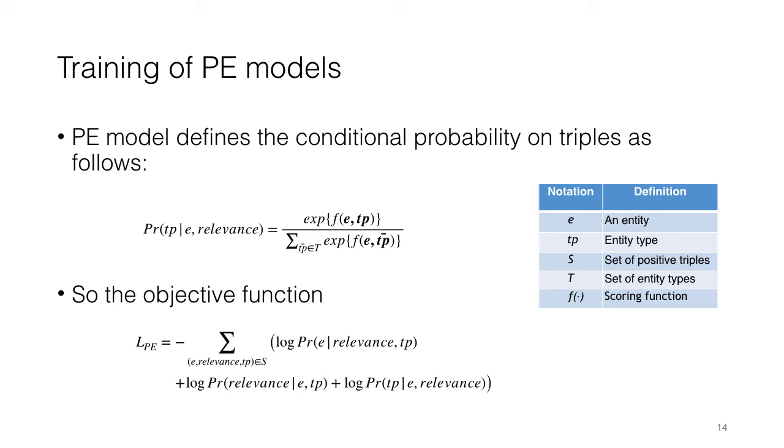In the probabilistic embedding model, we took advantage of the probabilistic modeling of knowledge graphs. We define the conditional probability on triples, as you can see in the first equation. We kept the same scoring function here as in structure embedding to keep the model simple. In the final objective function, L_PE, the summation is over S, which is the set of all positive facts.